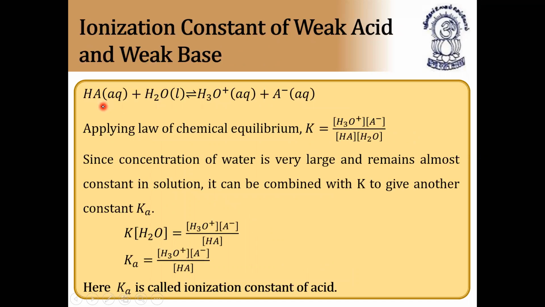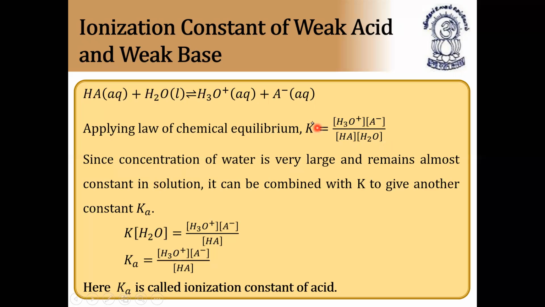Next, ionization constant of weak acid and weak base. That is Ka, as I told you, for weak acid. So now consider a weak acid HA plus water, it forms H3O plus and A minus. Here HA is called acid, H2O is called base, H3O plus is called conjugate acid, and A minus is called conjugate base. Applying law of chemical equilibrium, K is equal to concentration of H3O plus into concentration of A minus by concentration of HA into concentration of H2O. Since concentration of water is very, very large and remains almost constant in solution, it can be combined with K to give another constant Ka.